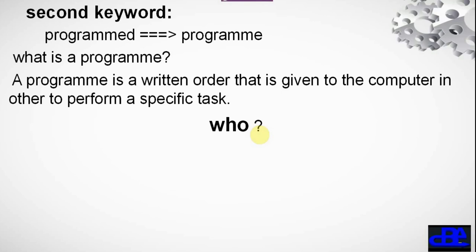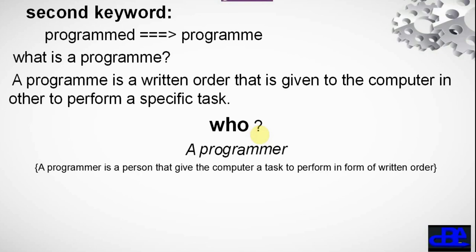So who actually does this? You know, anything that is done in this world, there's somebody that does it. A person called a programmer. A programmer is a person that gives the computer a task to perform in the form of written order. They give the computer a task to perform, and they give these tasks in the form of written order.